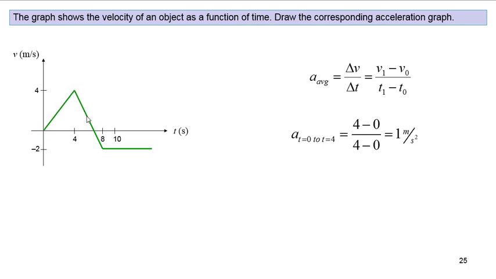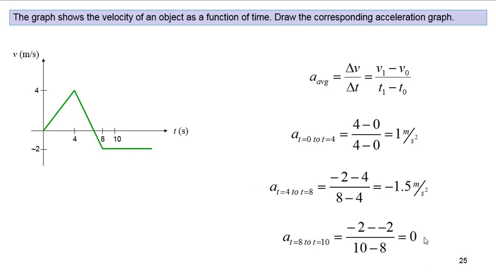Let's calculate the slope of this piece here. Let our v1, t1 be v equals -2, t equals 8. That's this point. And then the other one, the v0, t0, will be this point, where v equals 4, t equals 4. Plug all of that in. I find that my acceleration on this time interval is -1.5 meters per second squared. Again, I'm just calculating slopes here. Review how to calculate slopes if you don't know. After that, the slope is 0, so my acceleration is just 0.